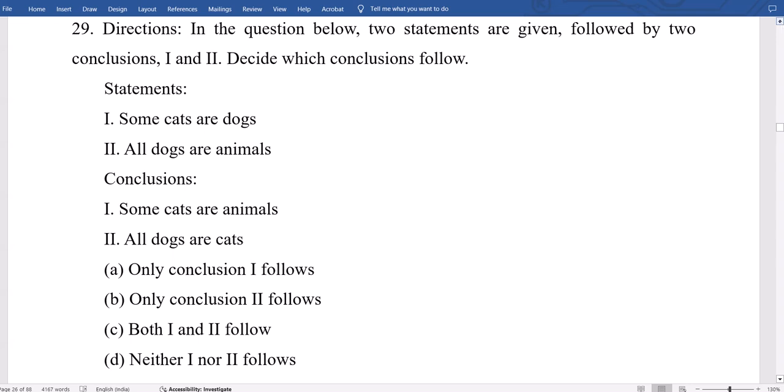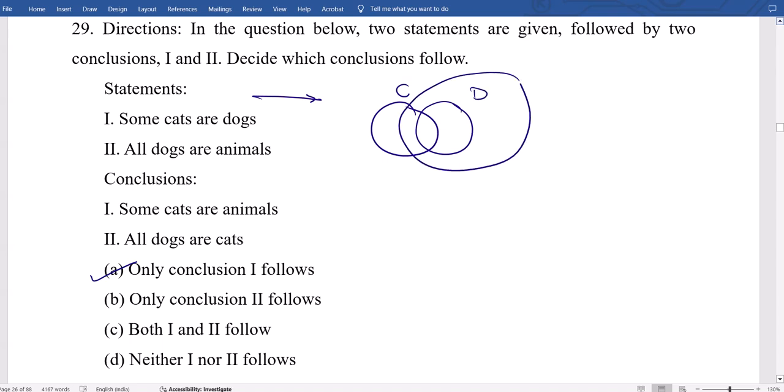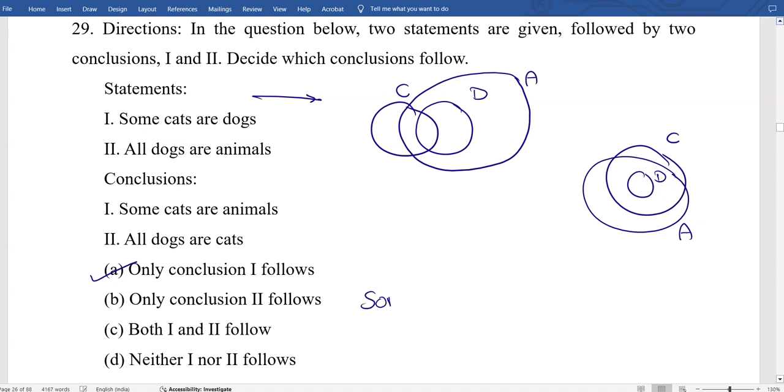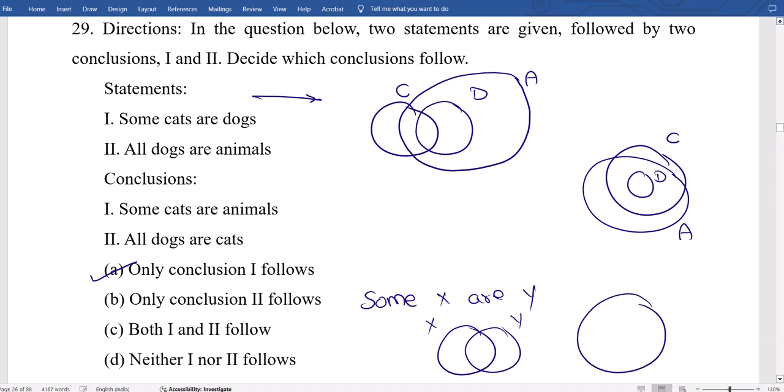Which one is correct? Only conclusion one follows. For the statement, we have to draw the diagram. Some cats are dogs. All dogs are animals. Some cats are dogs, you people should have an idea. We can draw like this also. For some A are B, this diagram is also there. Many people are not having an idea. If some X are Y, many are drawing only one diagram, but this is also correct: this is entire X, and some part of that is occupied by Y. Many people are misunderstanding that diagram.